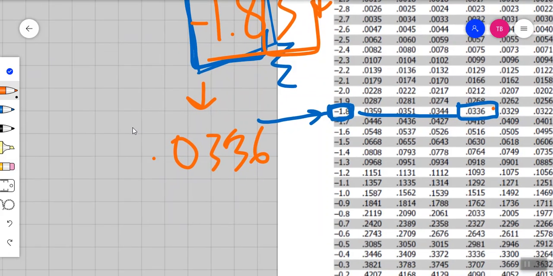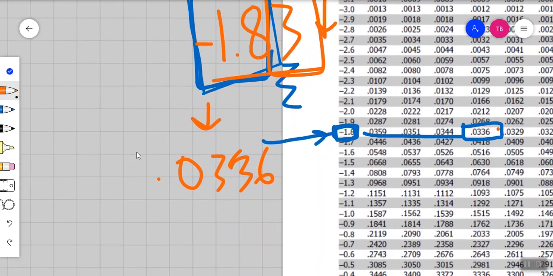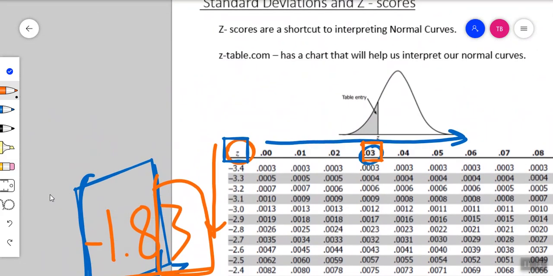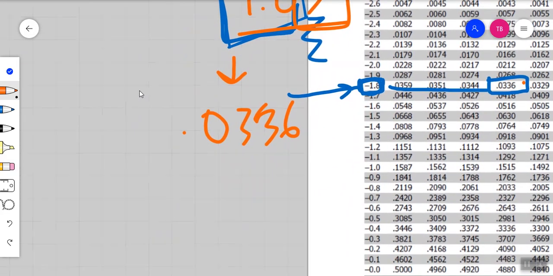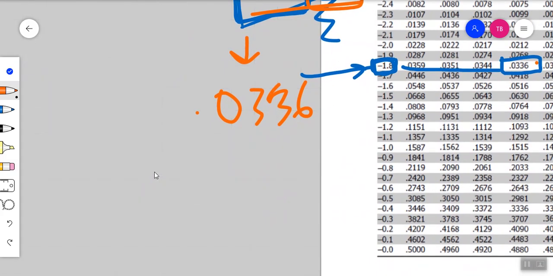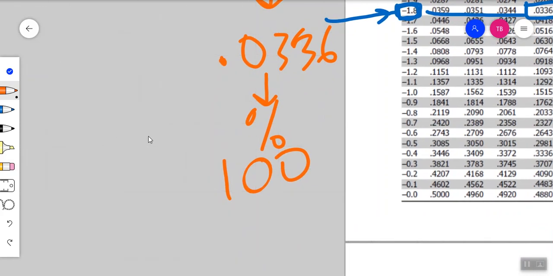So I'll show you what I mean. It's always referring to this curve up top. So basically it's saying that this area is 0.0336, or decimal place, of the overall curve. Because this is a decimal, to convert it into a percentage, all you do is multiply it by 100. So that just means it's going to be 0.0336, and whenever you're multiplying by 100, you're basically just moving over 2 decimal spots.